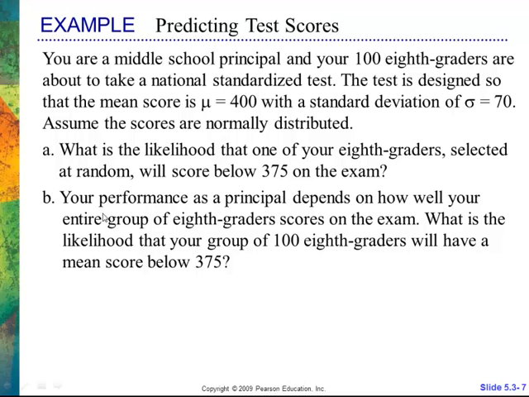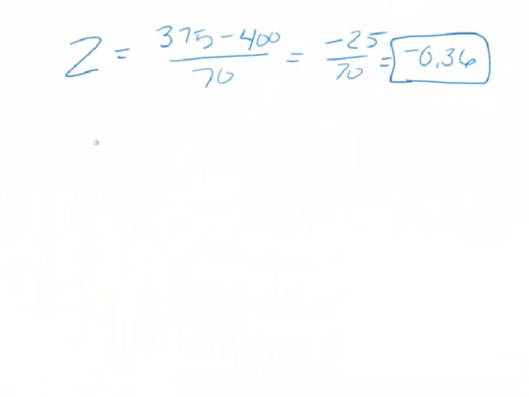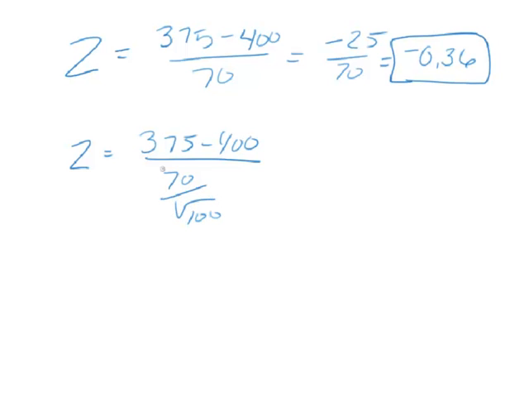Now, problem B says your performance as a principal, so whether or not you're going to get a raise, is dependent on how well all of your eighth graders do. So what's the likelihood that a group of 100 eighth graders will have a mean score below 375? To do that one, we still have z, and we're still looking at our z table. So we have 375 minus 400, divided by 70 divided by the square root of 100, because we're taking means.